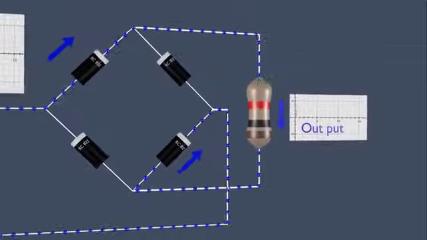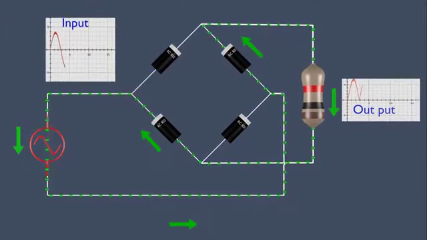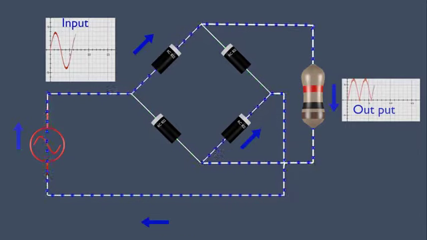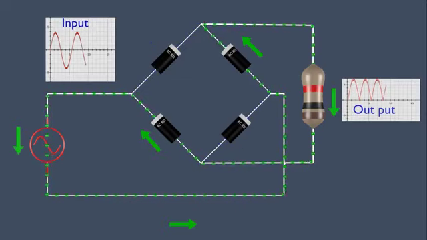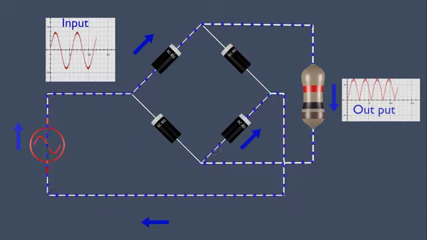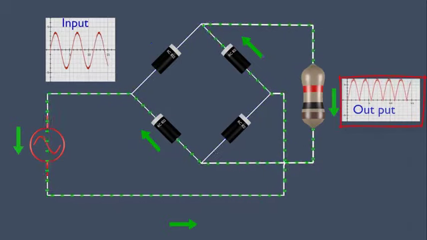In the positive half cycle, the current flows through the blue arrow path, and in the negative half cycle, the current flows through the green arrow path. In the negative cycle, the green arrow diodes are forward biased and the remaining ones are reverse biased. In the positive cycle, the blue arrow diodes are forward biased and the remaining ones are reverse biased. The resistor output voltage is full wave.